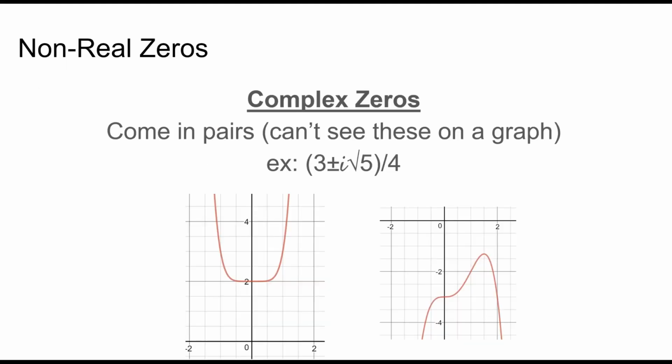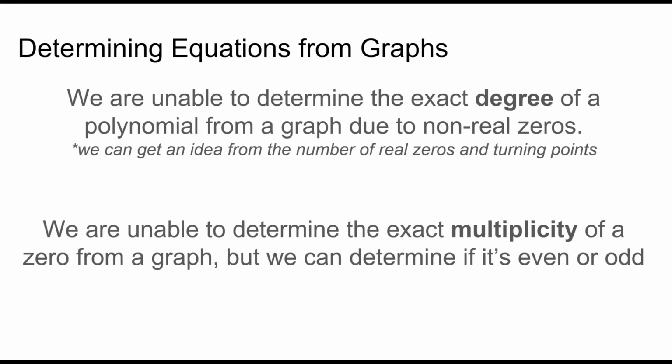Now we're going to talk about non-real zeros. Complex zeros, those imaginary zeros that come in pairs. So the problem with trying to write an equation when we're given a graph is we have no idea how many imaginary zeros there are, or non-real zeros, because we can't see things that are imaginary. So when we're determining equations from graphs, we are not able to determine the exact degree. It's just not possible because of those non-real zeros.